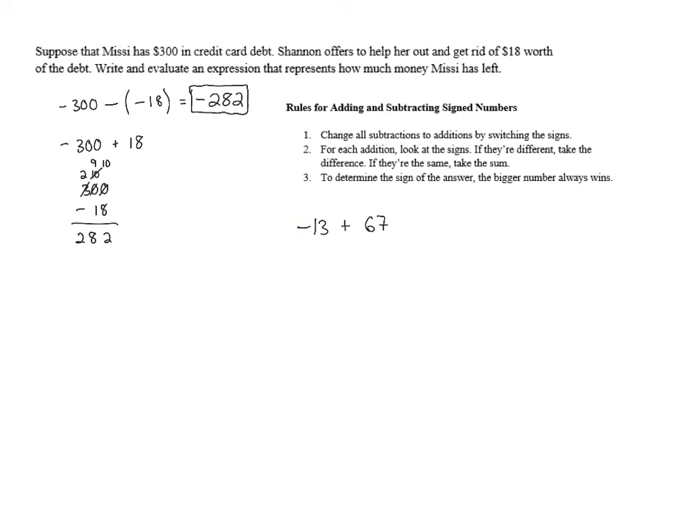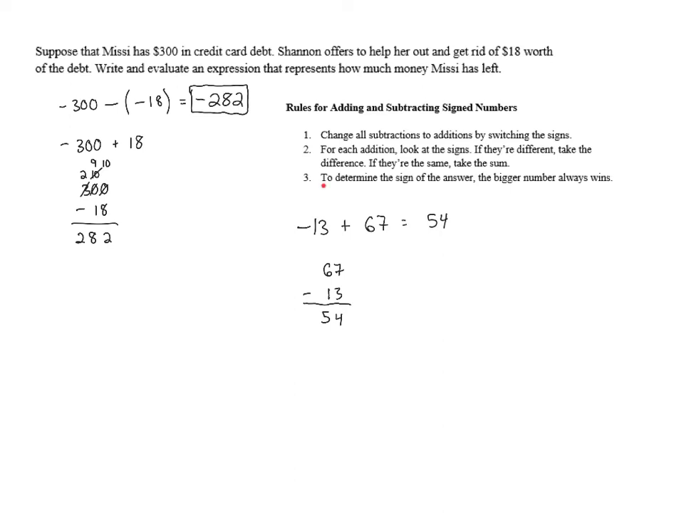Well, this number's negative and this number's positive. That means they have different signs, so we've got to take the difference. We're going to have to set up a difference. Remember, when we're taking differences, we always have to put the larger number on top. So this is going to be 67 minus 13. Now when we do the subtraction, 7 minus 3 is 4. 6 minus 1 is 5. So we get 54.